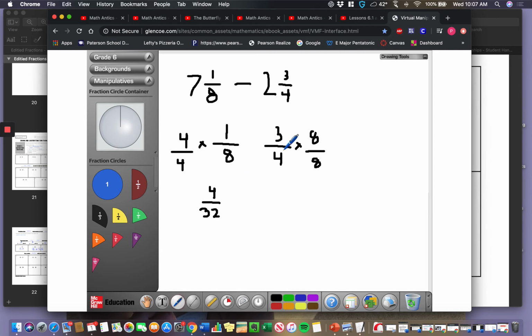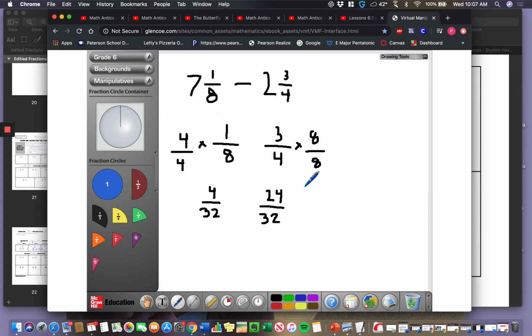On my next fraction, I have 3 times 8 for my numerators, so I'm going to get 24. And for my denominators, it's going to be the same as before. It's 32, so now we have equivalent fractions. Alright, so these are going to be my new fractions. So if I wanted to, I can plug those in here.